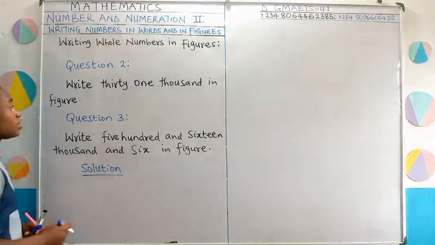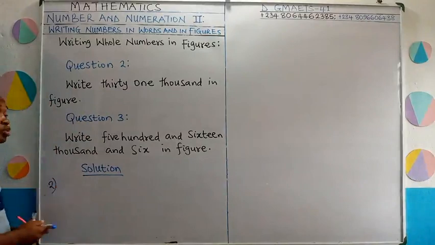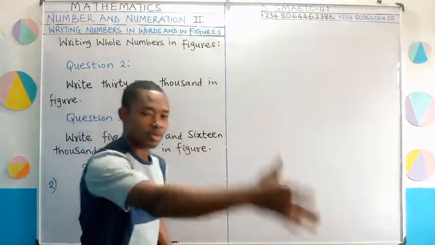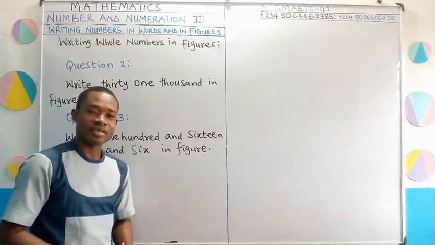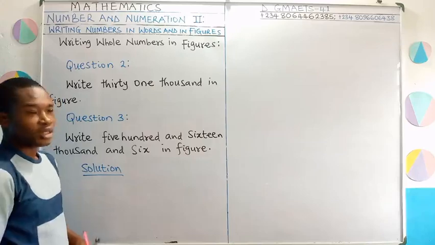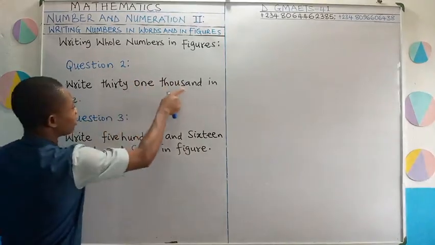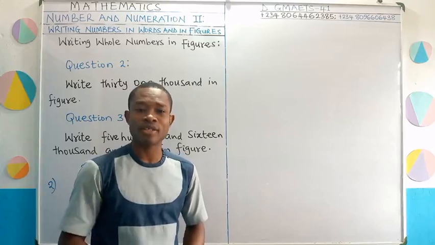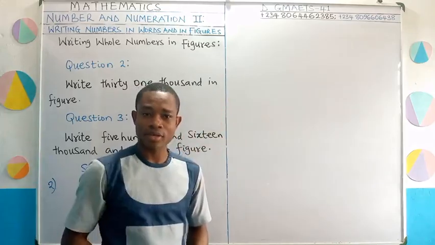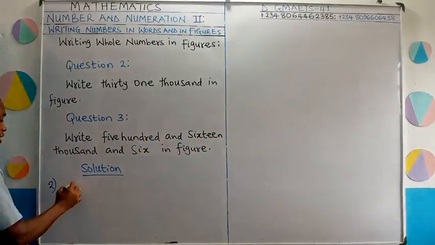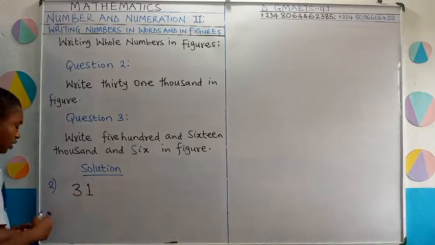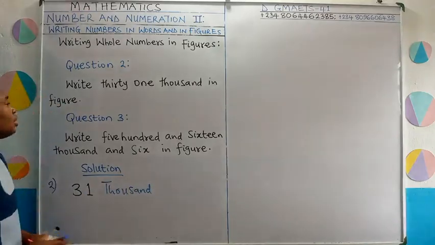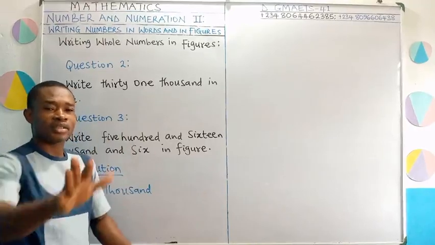First, let's start with question number 2. Write 31,000 in figure. Solution to question 2. Now, what I heard is 31,000. Thousand is the standard place value there. Is that okay? But then I had 31 before the thousand. If I mention that number, 31, how do you write it? 3, 1. Is that not so? So this is going to be 31,000. Alright, so we go.